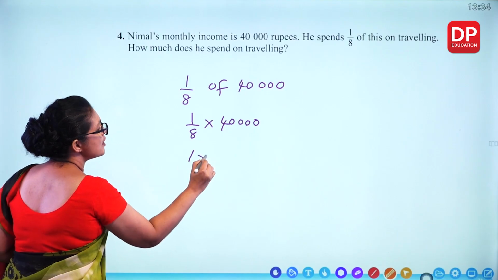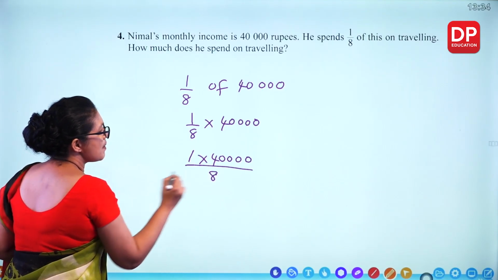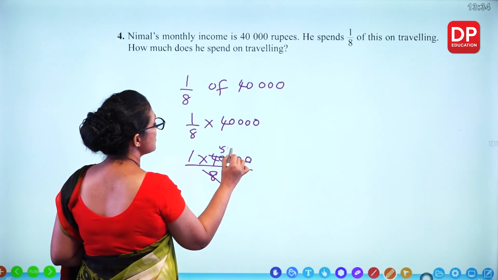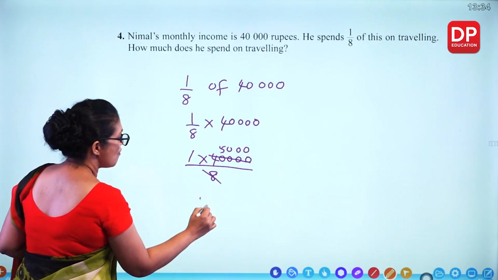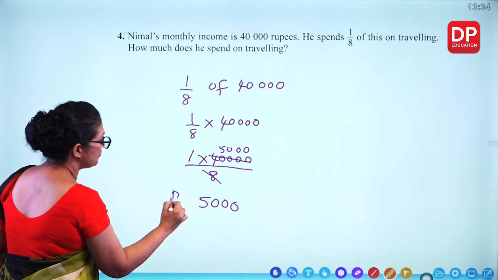Now multiply the numerator separately, denominator separately. 8 times 5. So this is 5,000. 5,000 rupees.